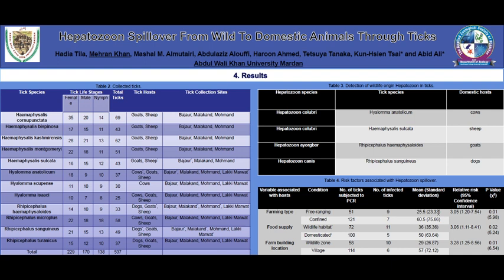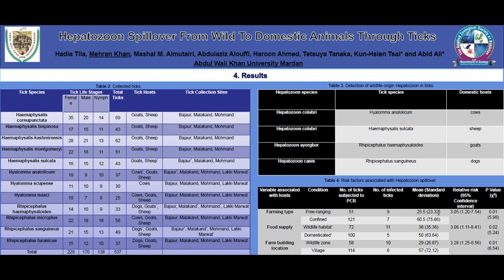Table 3 shows the details about the Hepatozoon species which were detected in ticks in this study. Hepatozoon colibri was detected in Hyalomma anatolicum ticks which were collected on cows. Hepatozoon colibri was detected in Haemaphysalis sulcata ticks which were collected on sheep. Hepatozoon aerorbur was detected in Rhipicephalus haemaphysaloides from goats, and Hepatozoon canis was detected in Rhipicephalus sanguineus from dogs.